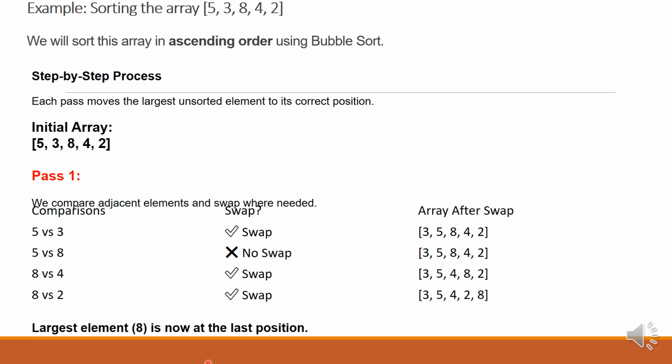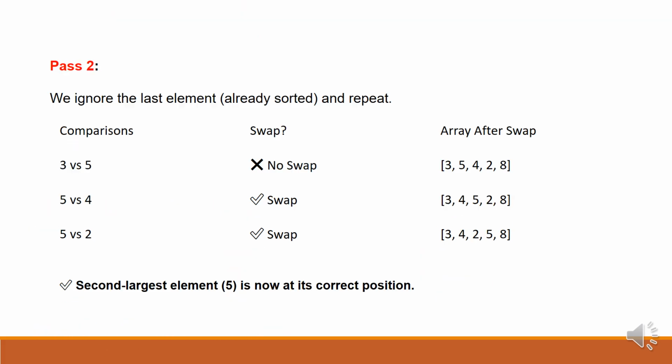Now you can see the largest element 8 is now at the last position. That means now it is pass 2. Pass 2 again starts comparison from the first. 3 will be compared with 5, so no swapping is required, right? Next, 5 will be compared with 4, so swapping is required.